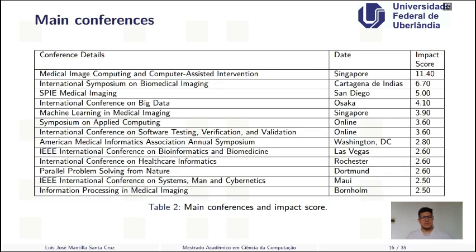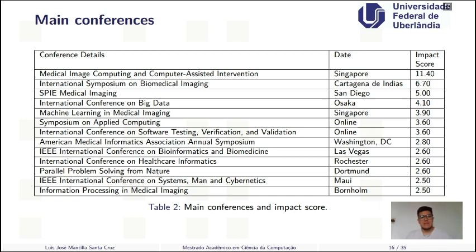Well, main actors. Well, we have the main conferences. Some of them are in Singapore, San Diego, and some of them are online or in the USA, many of them, or in England.